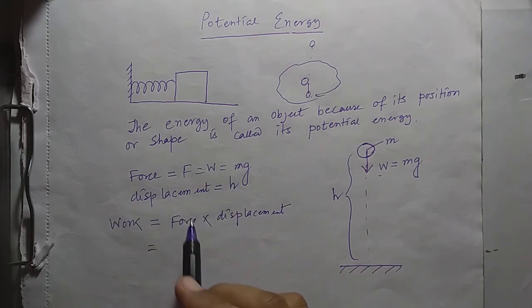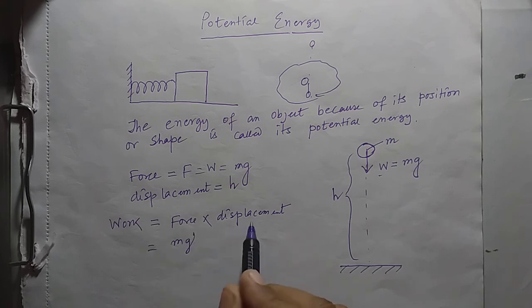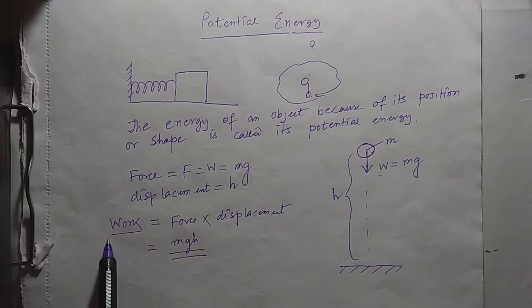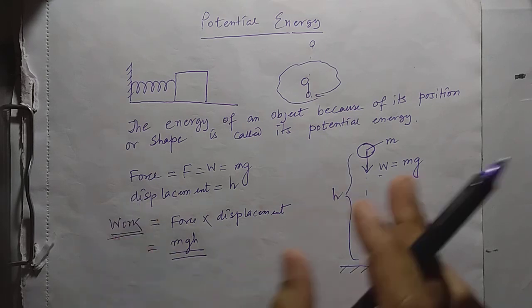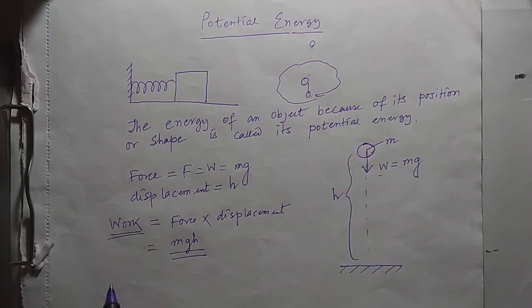Force is here mg and displacement is h. So the formula for potential energy, this work, actually energy, is potential energy equal to mgh. This is the formula for potential energy.